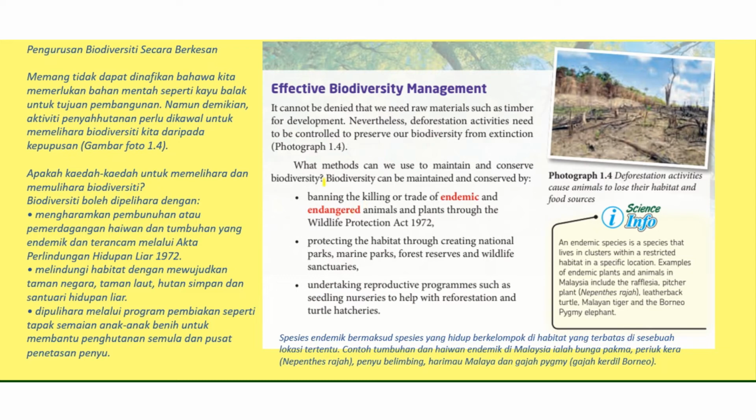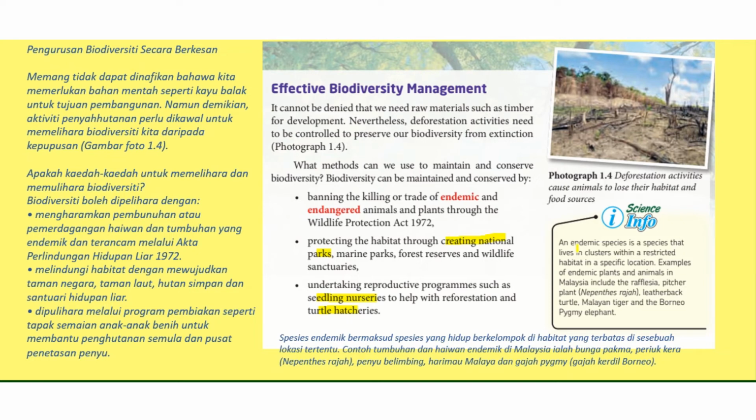So what methods can we use to maintain and conserve biodiversity? Biodiversity can be maintained and conserved by banning the killing of threatened, endemic and endangered animals and plants through the Wildlife Protection Act 1972; protecting the habitat through creating national parks, marine parks, forest reserves and wildlife sanctuaries; and number 3, undertaking reproductive programs such as seedling nurseries to help with reforestation and turtle hatcheries.